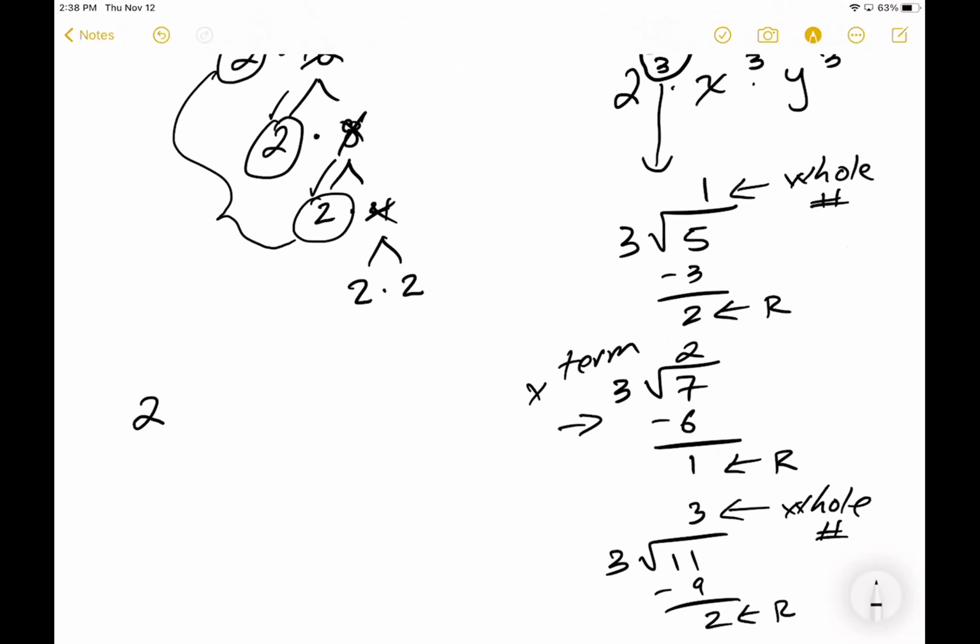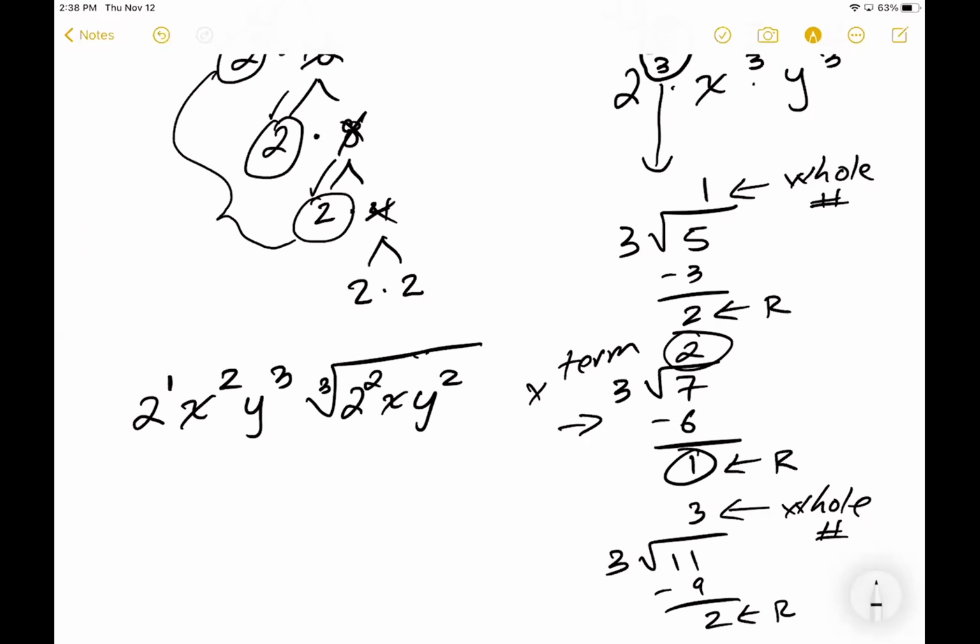So looking at this item, what can you bring outside? Well, you can bring 1 of the 2 outside, and for the x term, the whole number is 2, so you can bring x to the 2nd. For y, you can bring y to the 3rd. And what is the leftover? The leftover is 2 to the 2nd power, which is 2 times 2 is 4. We have 1x as the remainder here, and we have 2y as the remainder there.